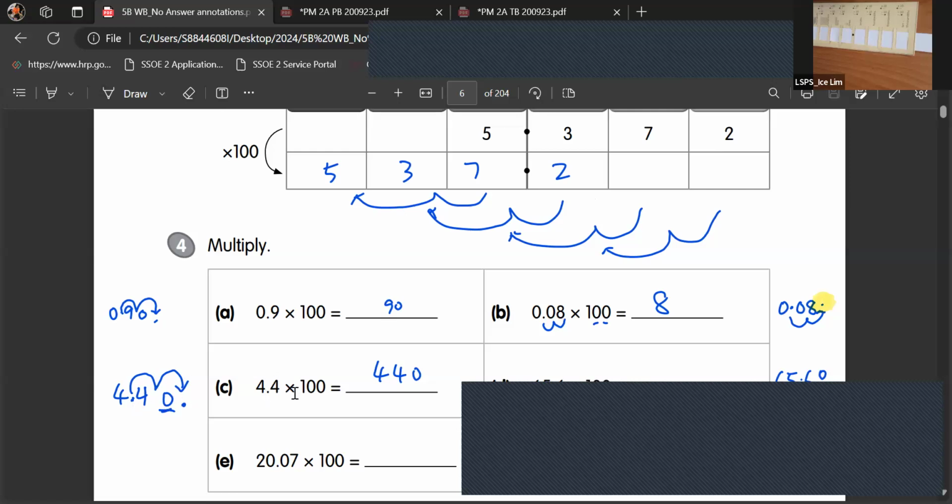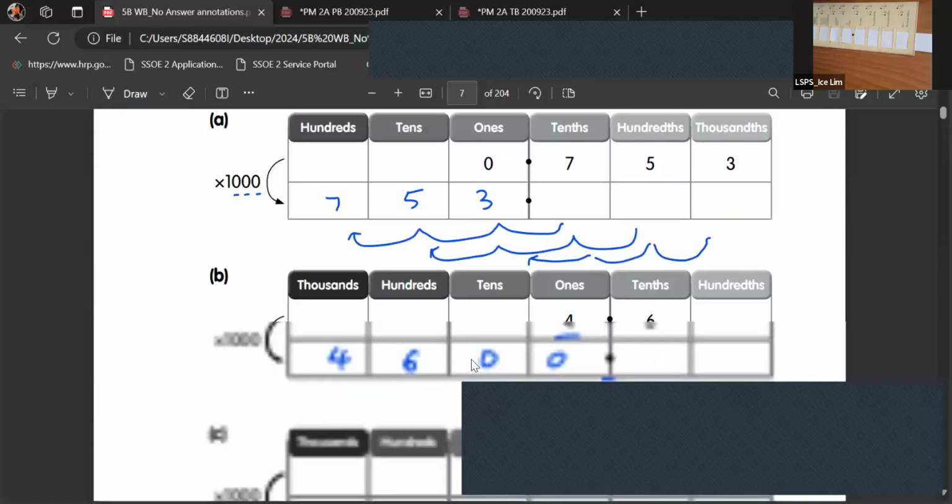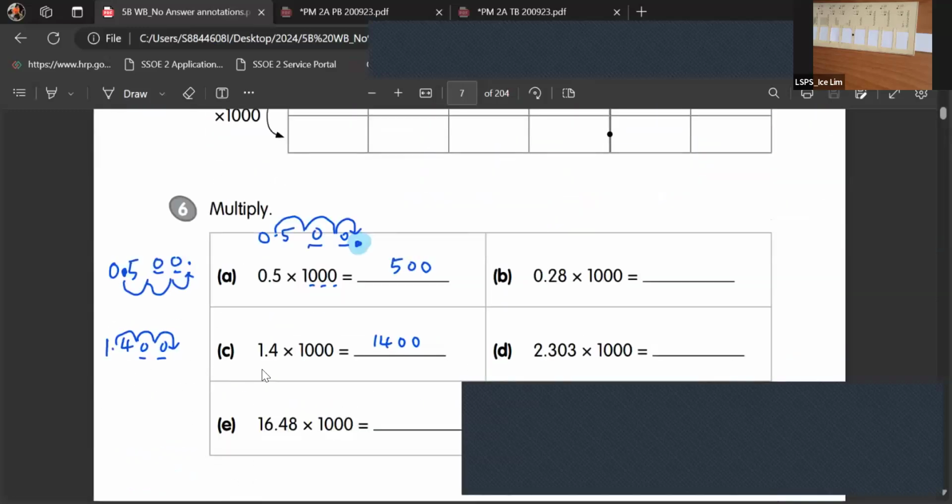I make sure I have enough space. If I realize there's not enough space to do the curly hopping, I put it at the side. And I put in the zeros to fill in the place after I do the hopping. Okay, so that's the same. Then for 1,000 is the same thing. So 1.4 times 1,000. I will not do the hopping inside here. It may be quite challenging to do this.